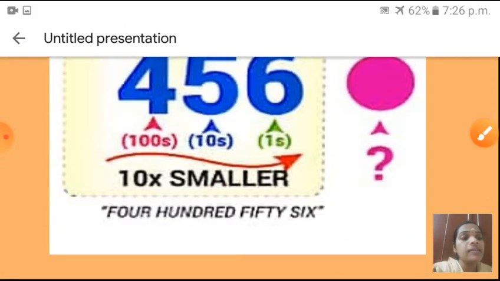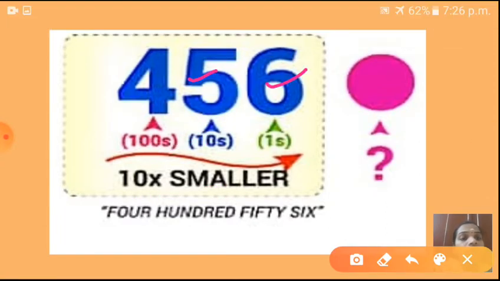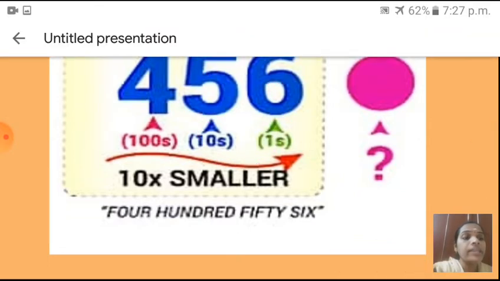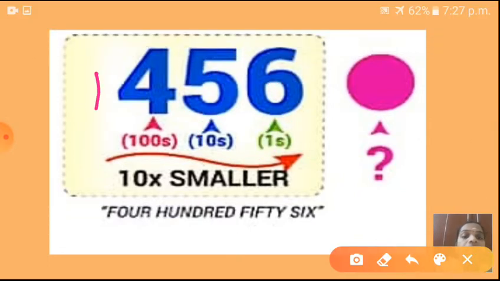And again see here, you have to take this 5 and 6. Here this is tens place and this is ones place. So if you are moving from here to here, then it is 10 times lesser. Isn't it children? Yes, 10 times smaller. So children, see here, if I am writing 1 here, what is the place value of this number?